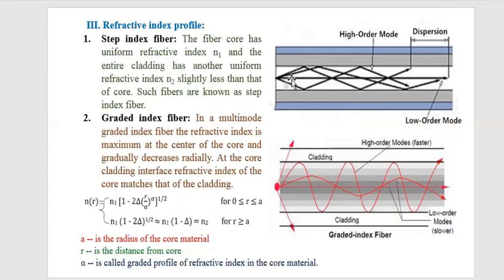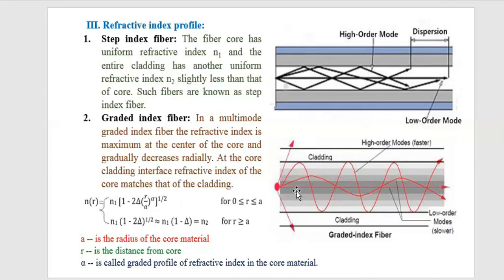To avoid this drawback in multimode transmission, graded index fibers are designed such that the core material itself will have a gradual decrement in the refractive index. So there is no stepwise decrement between core and cladding. There will be a gradual decrement in the refractive index starting from the center of the core moving to the cladding side.